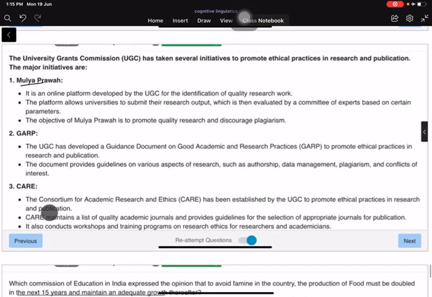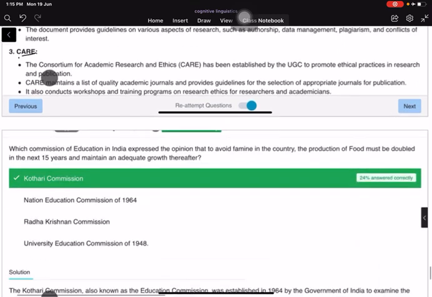Mulya Pravah is an online platform developed by UGC for the identification of quality research work. GARP, Guidance Document on Good Academic and Research Practices, promotes ethical practices. CARE, Consortium for Academic Research and Ethics, was established by UGC to promote ethical practices.